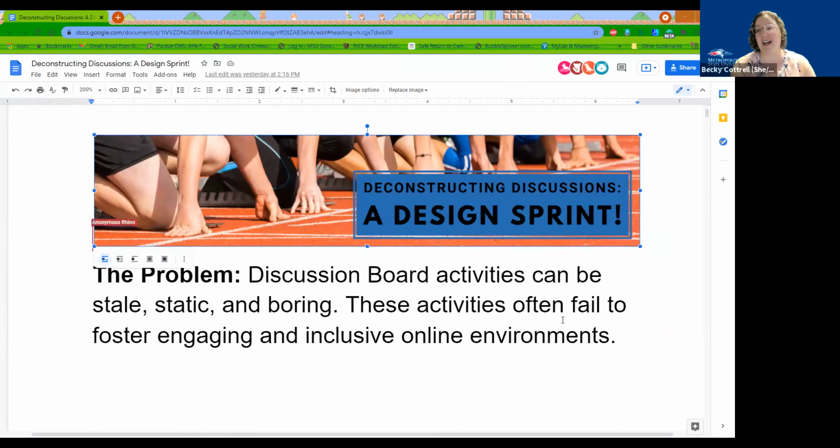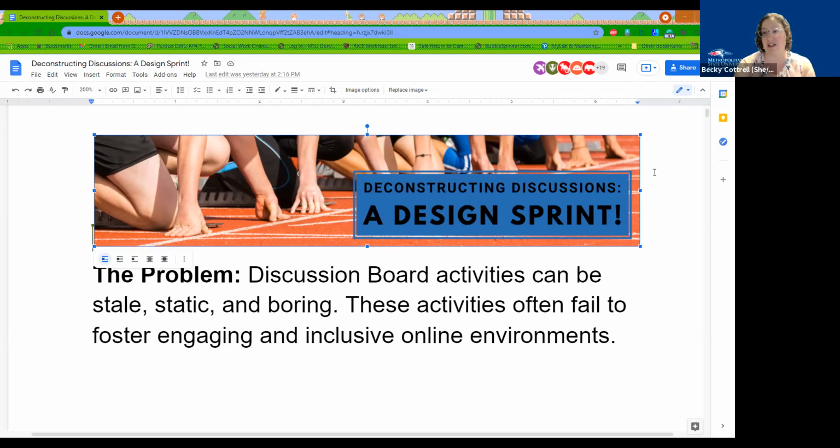And here is what I see as the problem, and I'm just going to say it. Discussion board activities can be stale, static, and boring. These activities often fail to foster engaging and inclusive online environments. I don't know if other people agree with me on that, but that is how I feel. That's how my faculty feel. This is the most common question I get: how do I make discussion boards a little bit more interesting? So that's our problem that we are hoping to solve today: discussion boards are stale, static, and boring. They are not fostering inclusive or engaging online environments.